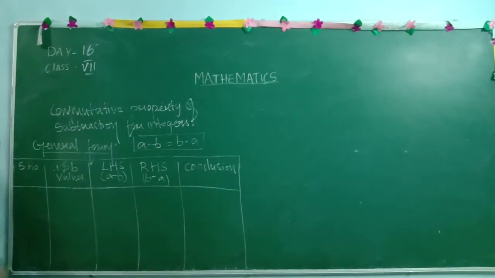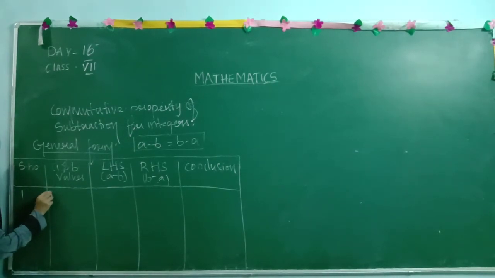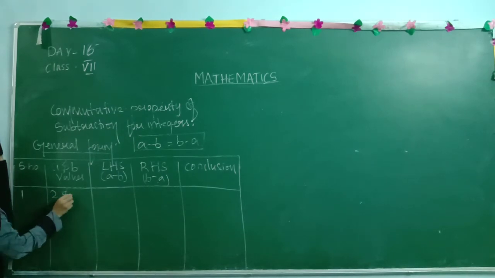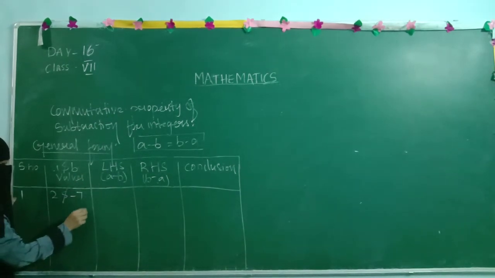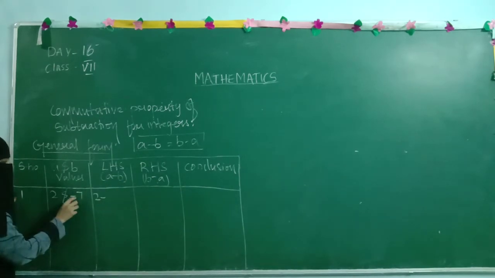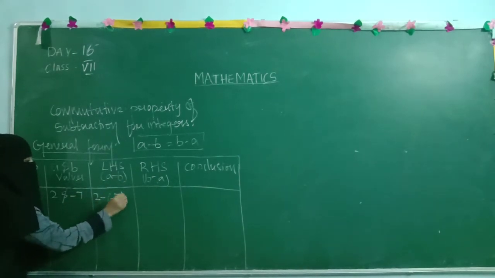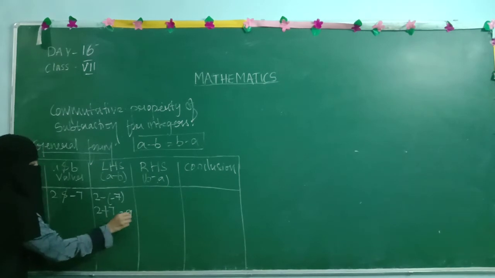Let's begin with the first, we are taking 1. Now the value of a is 2 and b is minus 7. As they are integers it can be positive, it can be negative, so I have taken 2 and minus 7. Now a minus b: the value of a is 2, this minus I am keeping as it is, and in place of b we substitute minus 7. So 2 minus into minus 7 becomes 2 plus 7. Now 2 plus 7 is how much? 9. Very good, it is correct.